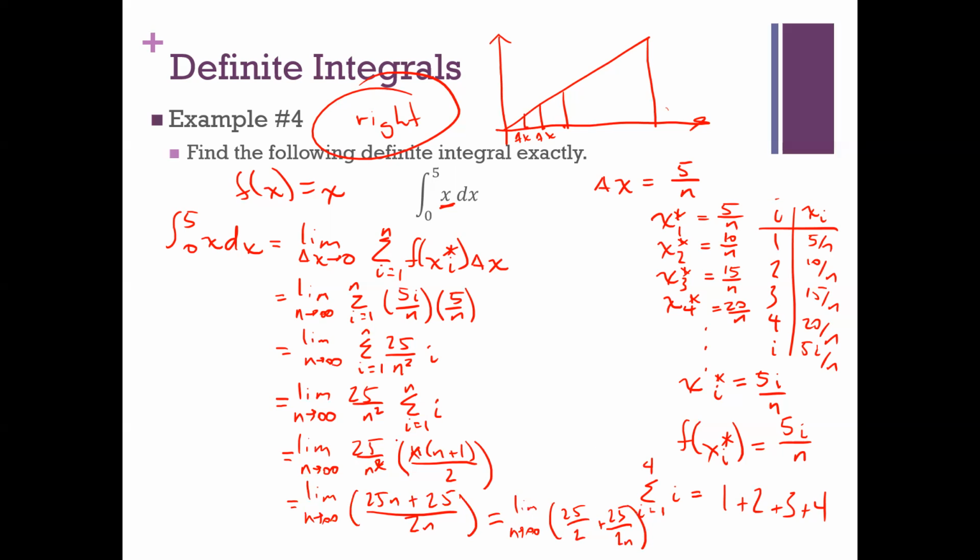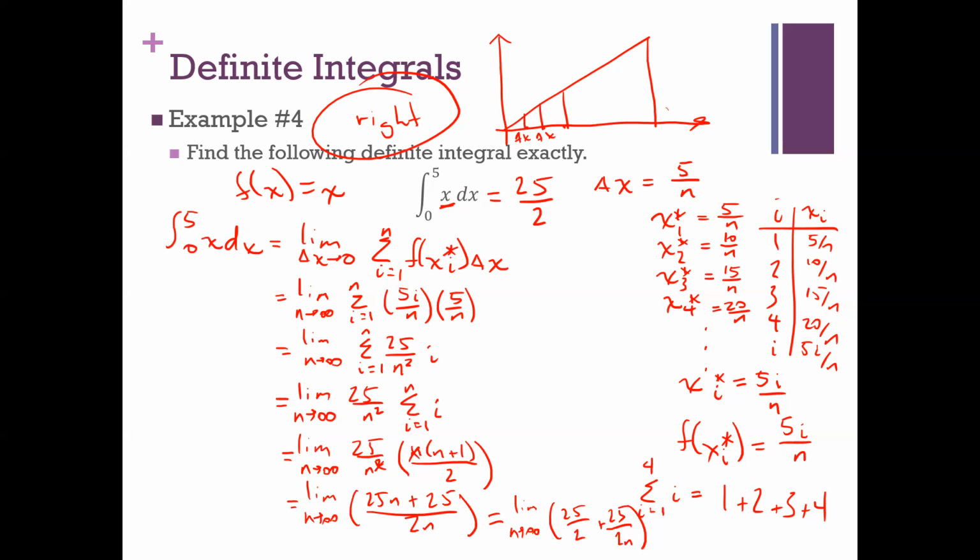Can we look at that limit and just see what it is? What's going to happen to that as n goes to infinity? The whole thing goes to 0? Just in a second, I was going to approach 25 over 2. It's going to go to 25 over 2, right? So that should be the value of that integral.